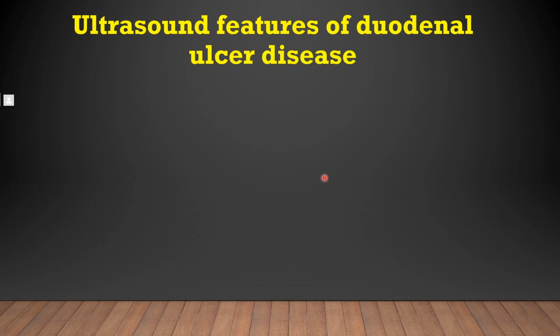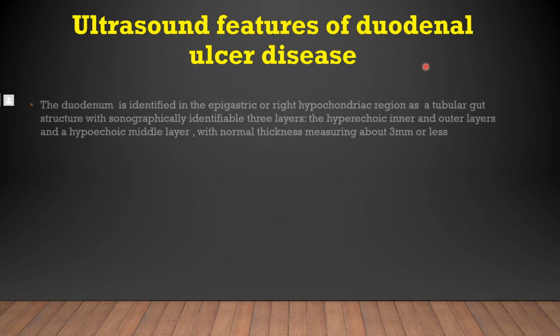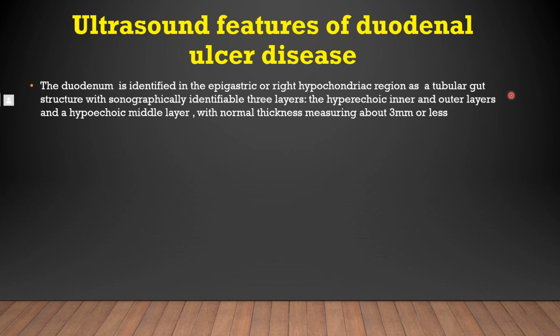Now ultrasound features of duodenal ulcer disease. The duodenum is identified in the epigastric or right hypochondriac region as a tubular gut structure with sonographically identifiable three layers: the hyperechoic inner and outer layers and a hypoechoic middle layer, with normal thickness measuring about 3 mm or less.